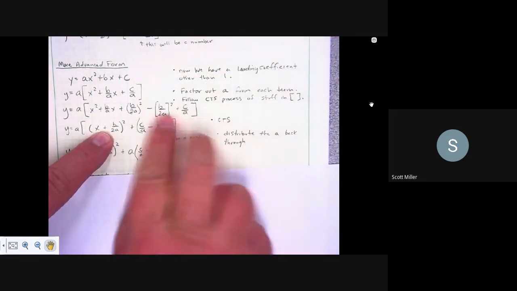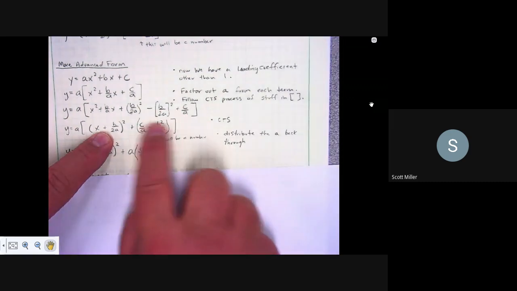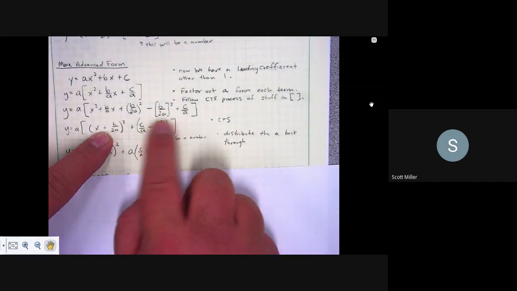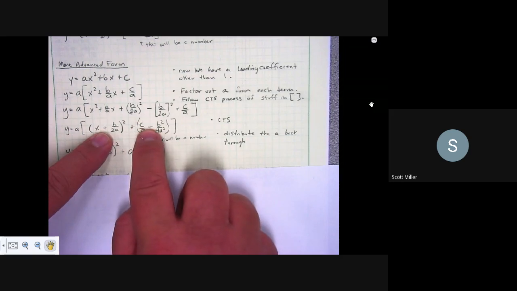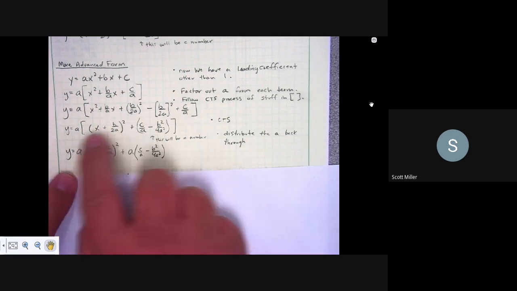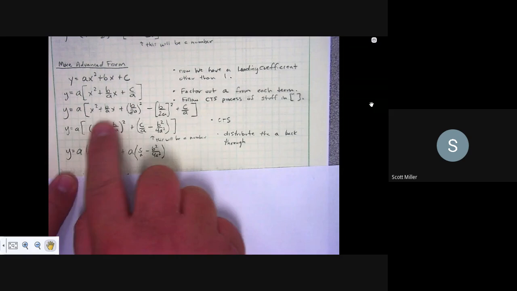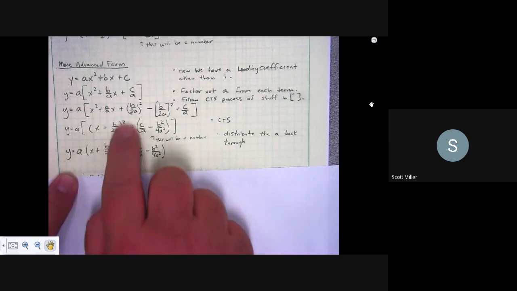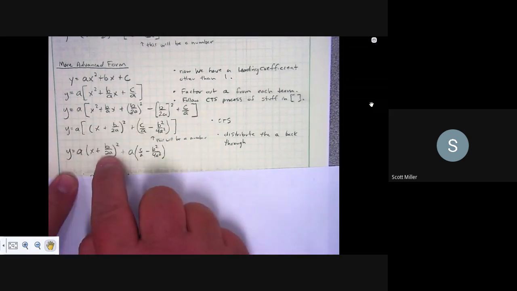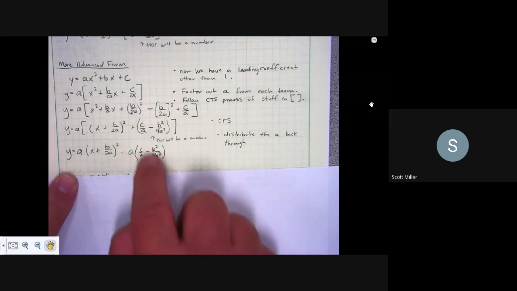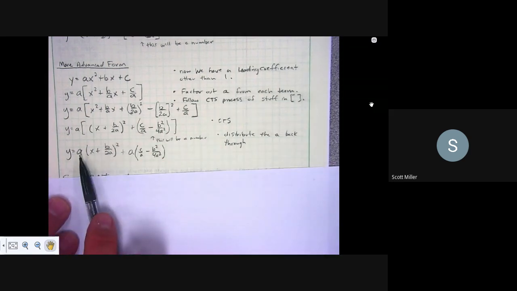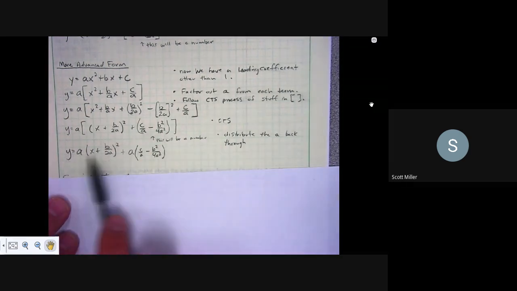And these two terms over here just combine together and add together, give me a simple number. When I get this number worked out, the last step I have to do is redistribute this a back through. So I'll take a times this quantity, and then a times whatever that number is right there. And again, it'll just be a number. So if you look closely at it, I know there's a lot of letters in here, but this is basically the vertex form.